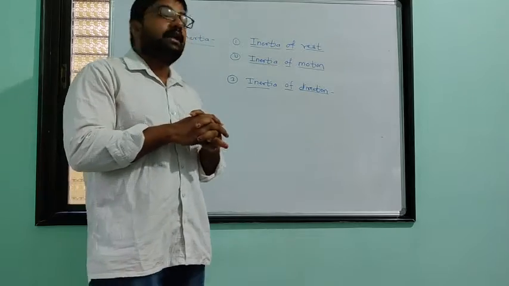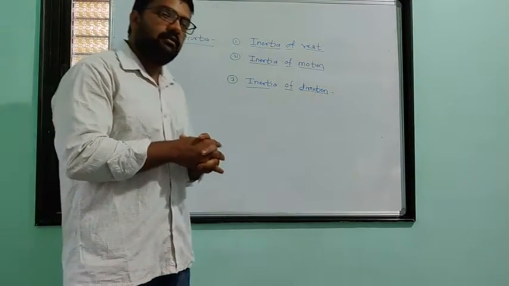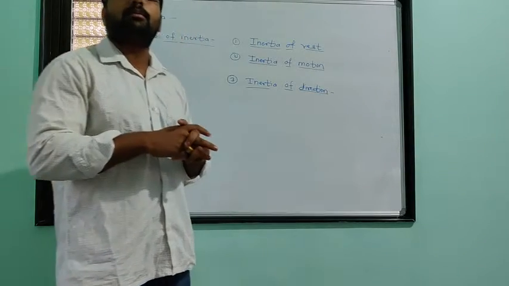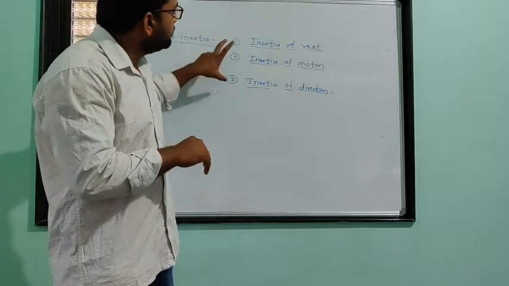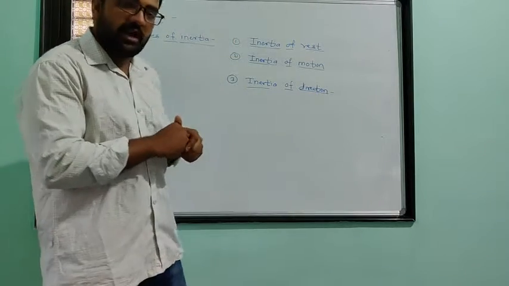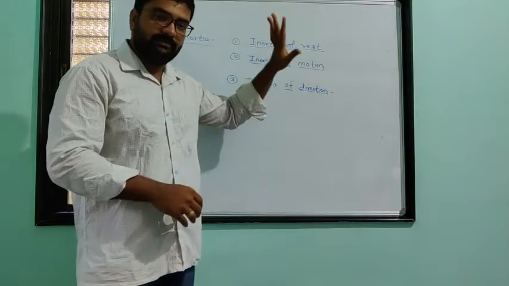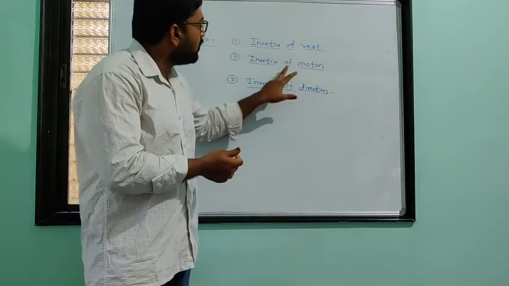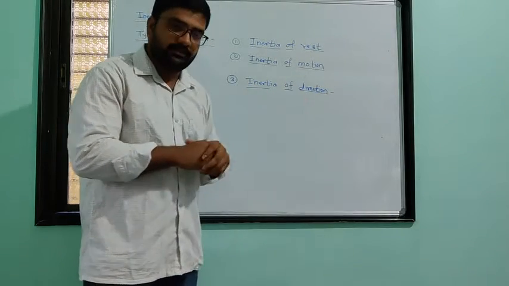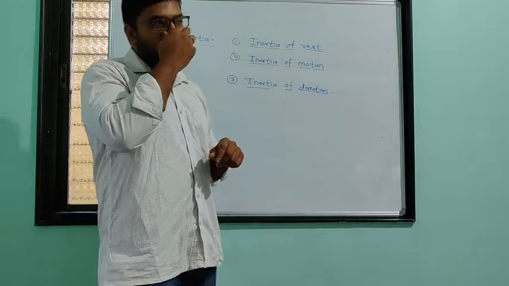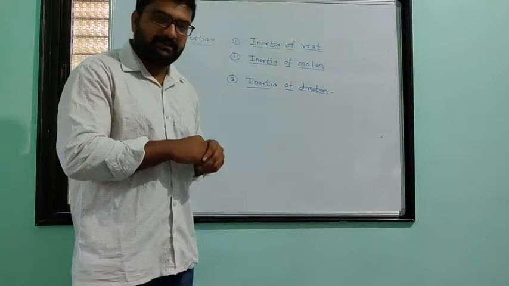Now the next topic we have to see is the types of inertia. What are the different types of inertia? There are three types of inertia. First is inertia of rest, second is inertia of motion, and third is inertia of direction. First of all, we will see inertia of rest.